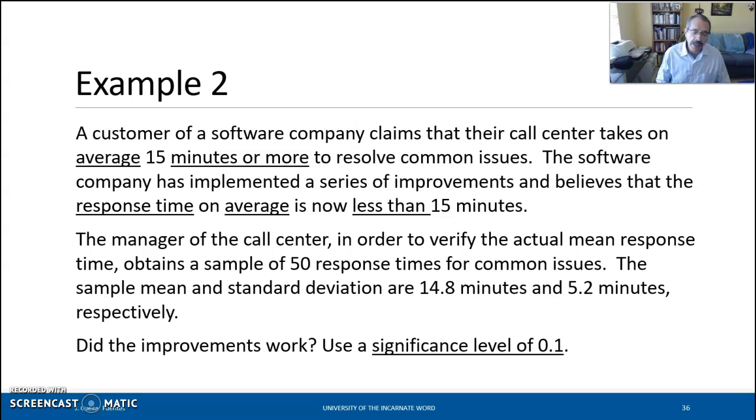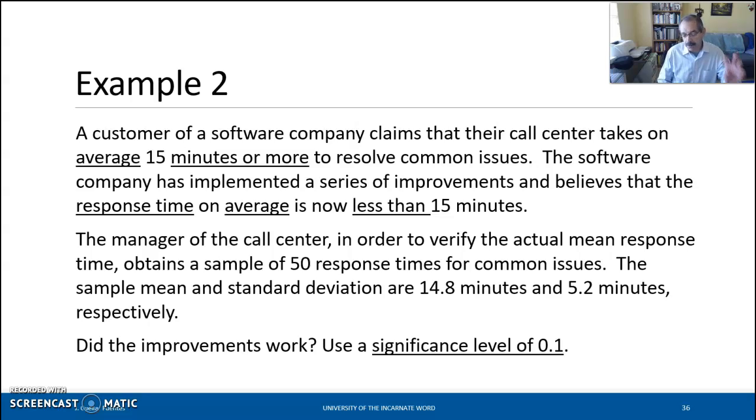The software company says that they have implemented several improvements and they believe that the response time on average is now less than 15 minutes. So the manager of the call center wants to validate that these improvements have indeed resulted in a time to resolve issues of less than 15 minutes.